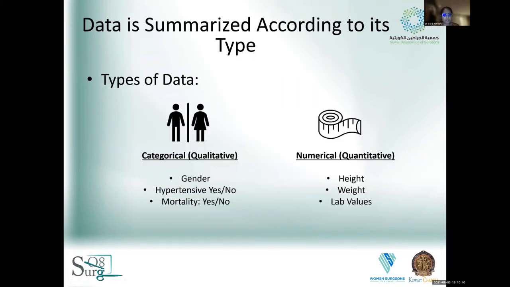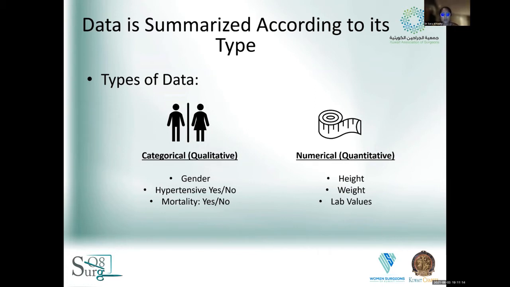The reason is that data is summarized according to its type. I know this is very basic, but I'm just going to give a brief overview. In terms of types of data, we tend to categorize them as either categorical variables, which include variables that are tangibly different. For example, gender, male or female, hypertensive, yes or no, mortality, yes or no. These we call categorical variables. They don't have decimal points.